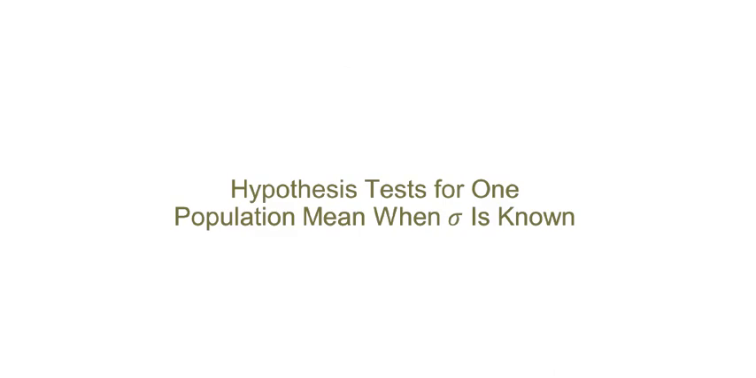So we're going to go next through some examples that deal with hypothesis tests for the population mean when the standard deviation is known and it's a normal distribution, and one where it's not known. That's coming up next.